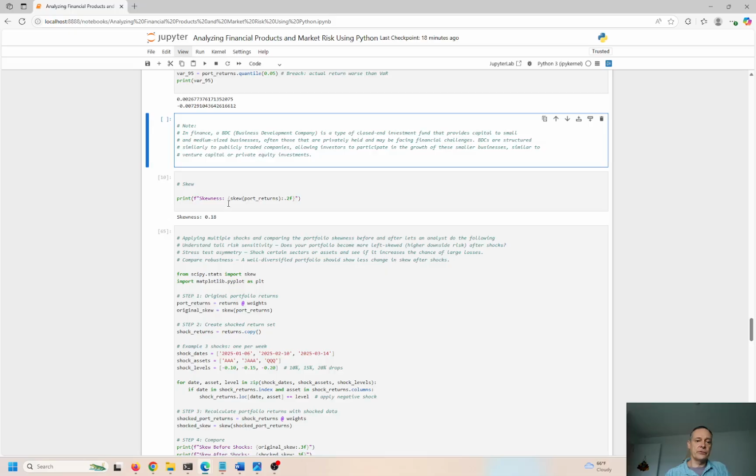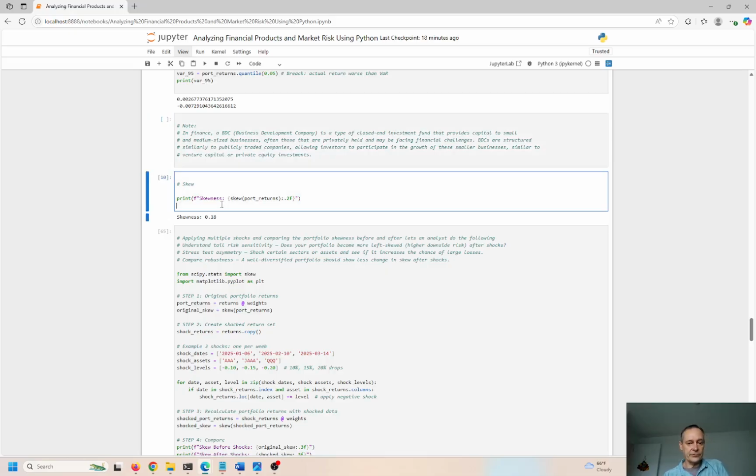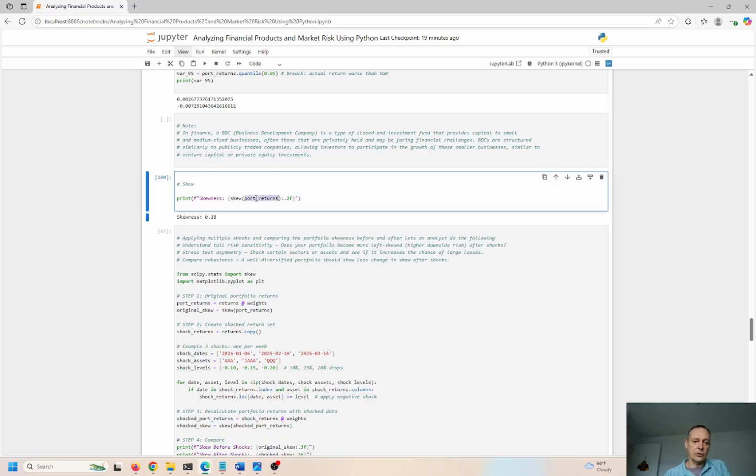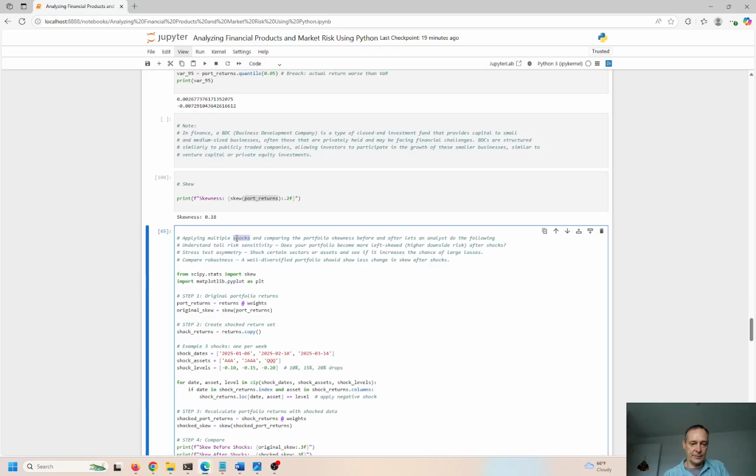So let me introduce you to this concept, skewness. So skewness is a dispersion around the mean. So the skewness of the total portfolio returns is 18%. Basically, this shows us multiple stocks. It's really more like ETFs, multiple ETFs, and comparing portfolio skewness before and after.